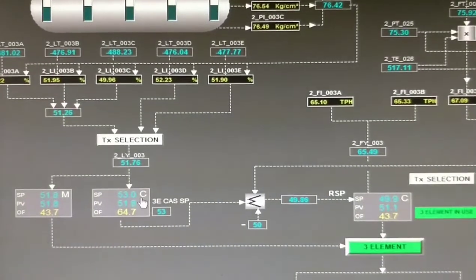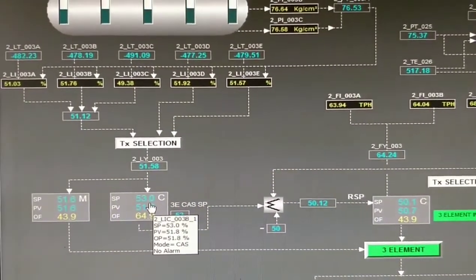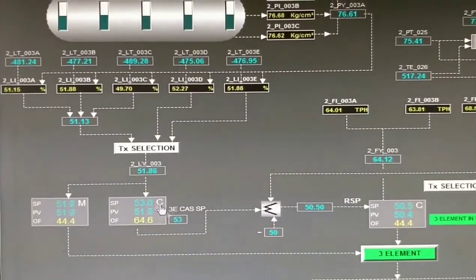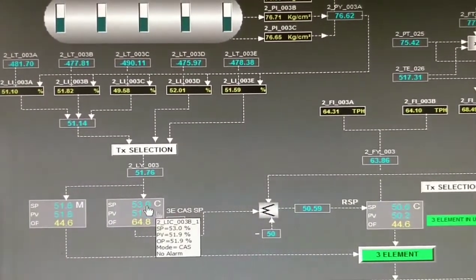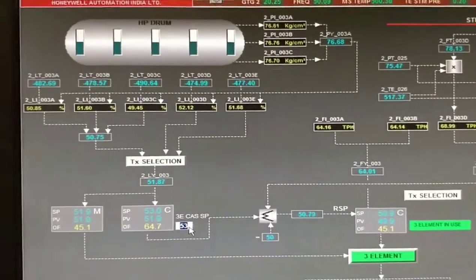Now this drum level acts as the process variable for this 3-element level controller, and here the program is controlling the set point since it is in cascade mode. We can change it here.